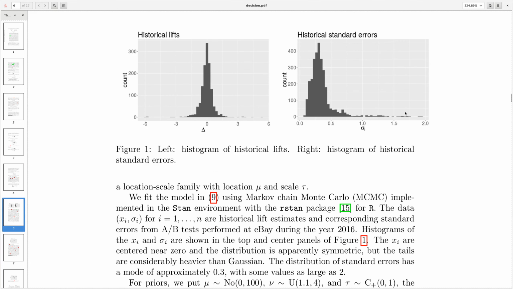So, historical lifts, historical standard errors. Figure 1: left, histogram of historical lifts; right, histogram of standard errors. There is a graph of historical lifts. It seems to be more of a Student distribution. It plots delta, the lift, against the counts, basically a histogram. On the right, the historical standard errors: sigma is plotted against the count, again a histogram.